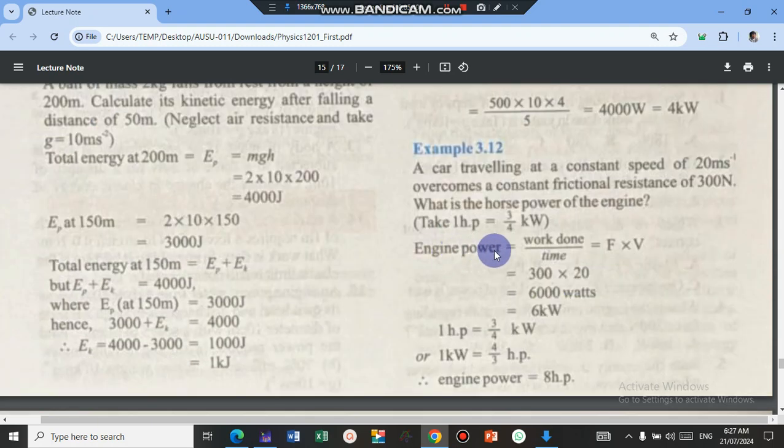Okay, engine power. Remember, power is work done over time, but if you are not given the work done and time, you are given force and velocity, you can multiply the two to get the power. And in this problem, we are given the force, we are given the velocity, so we multiply the force given by the velocity, we get 6,000, we divide by 1,000, it becomes 6 kilowatts. Now we have to express this kilowatt in horsepower, because they say what is the horsepower.